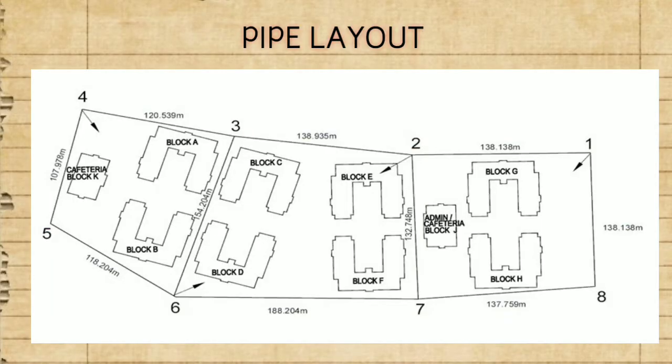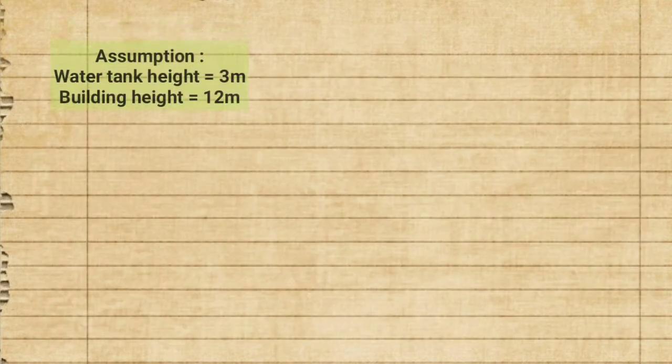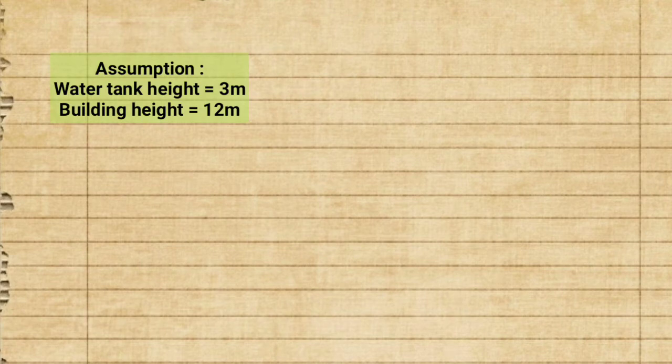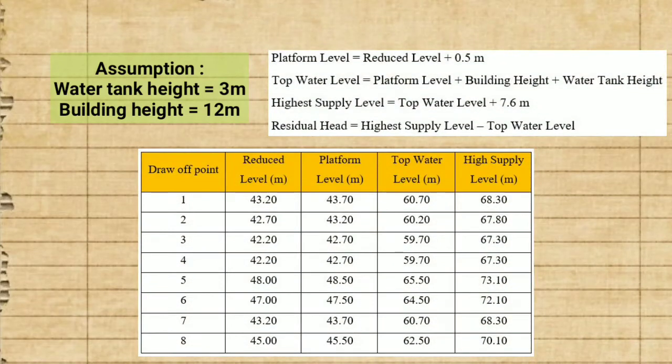This is our pipe layout. Based on the layout, we numbered each of the nodes from 1 to 8. The length of each pipe we obtain directly by measuring each node in AutoCAD. We made the assumption of a water tank height of 3 meters and a building height of 12 meters. To get the high supply level for each point, we use all these formulas.